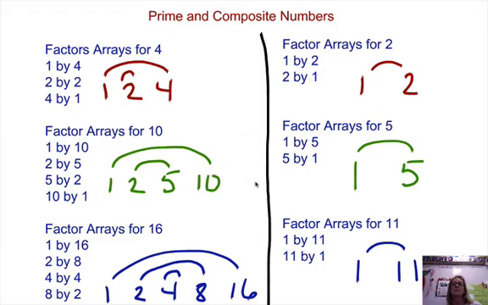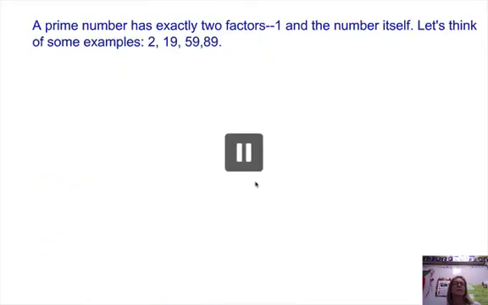So what that tells you is that the ones on the right are prime numbers, meaning, and I'm just going to click over to the next screen, that a prime number has exactly 2 factors, 1 and the number itself. So let's think of some examples of prime numbers. 2, 19, 59, 89, and I'm sure you could list others.